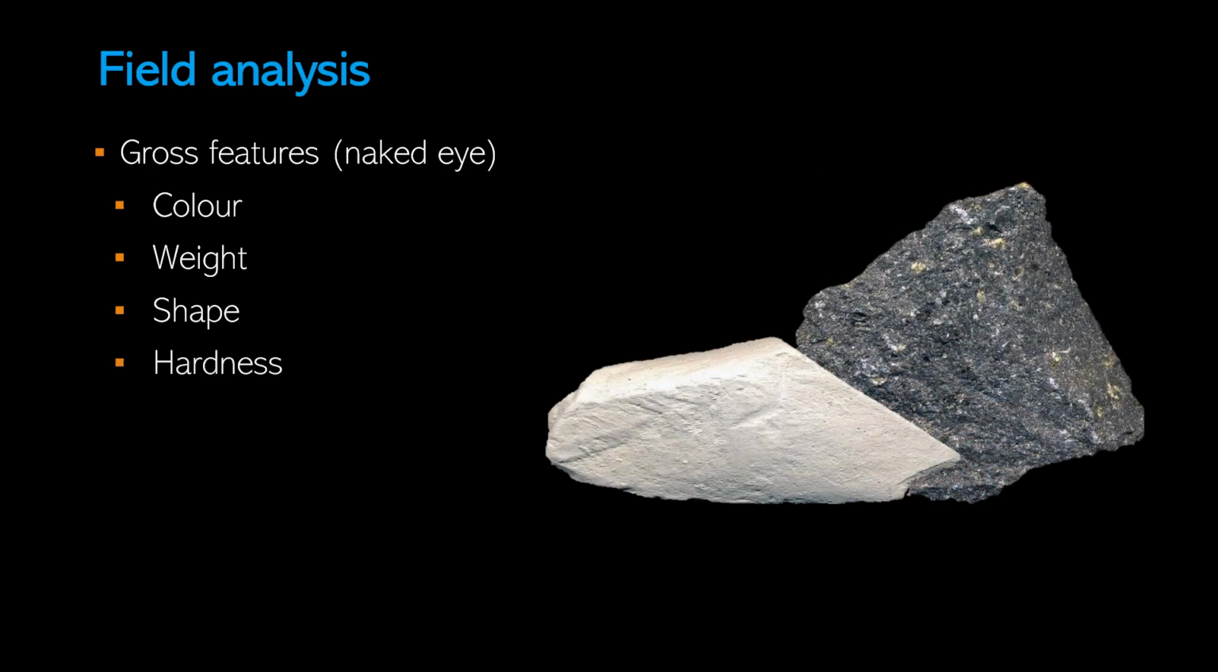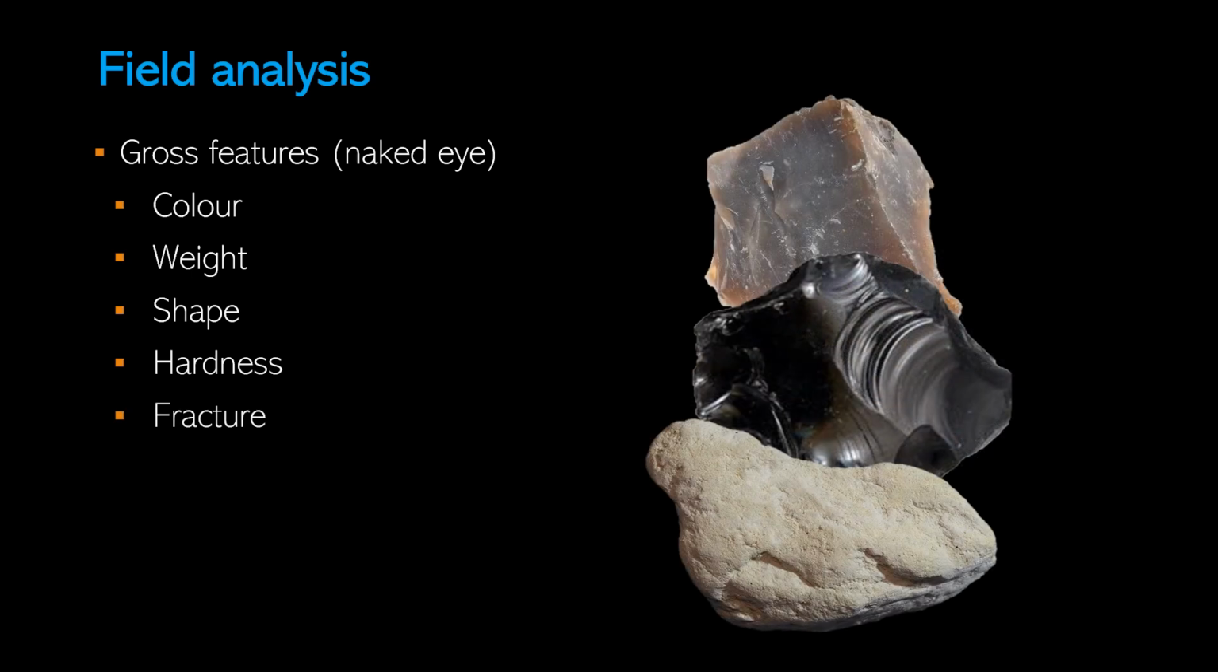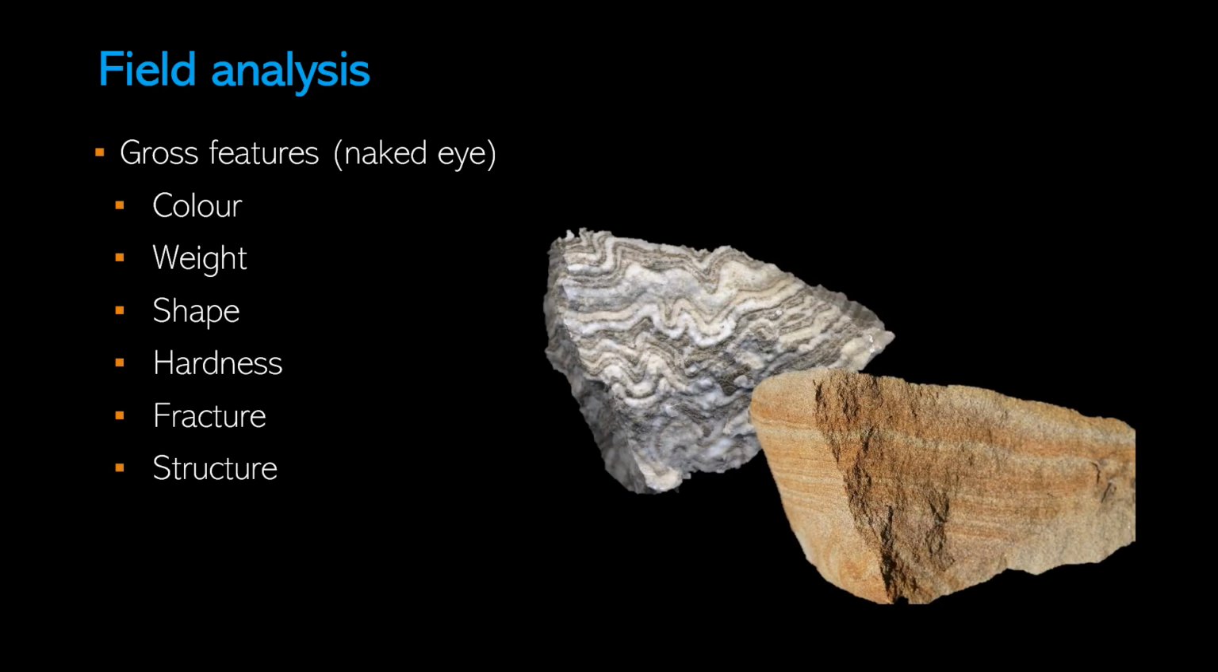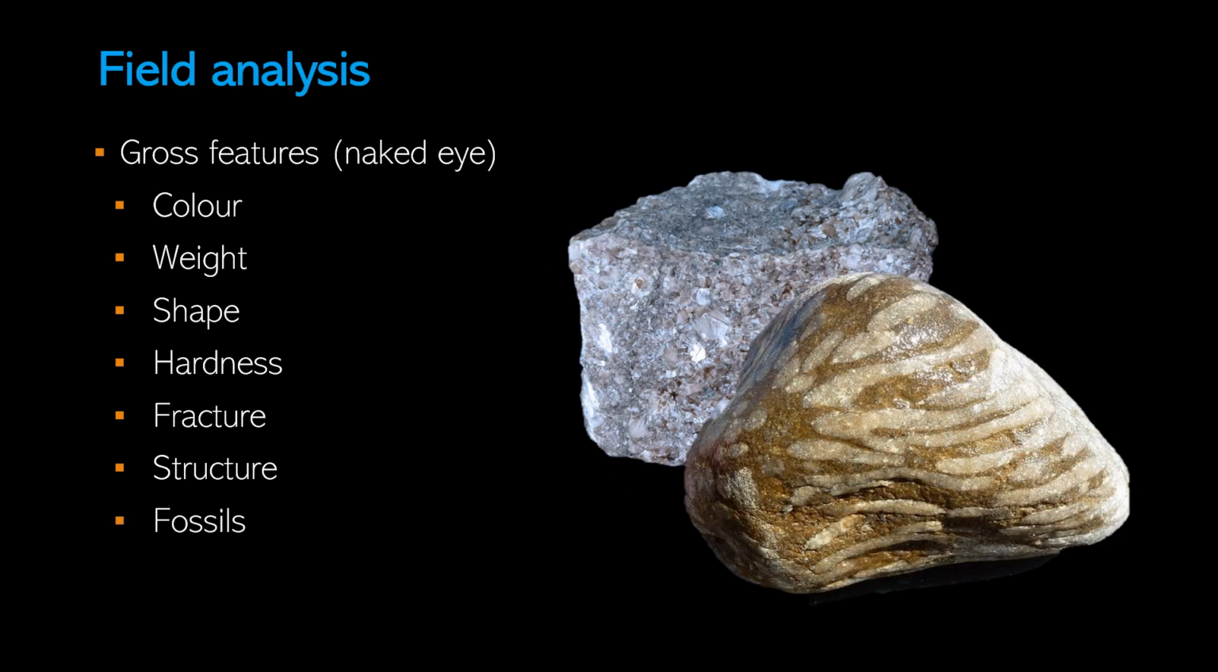Is it hard and solid, or is it easily broken or crumbly? How does it break? With an irregular edge, or is it blocky, or rounded, conchoidal? Does it break in a fissile way, into thin sheets, or along bedding planes? Does the rock have any apparent structure? Can you see any layers, folds, fractures or veins? Can you see any fossils in the rock?